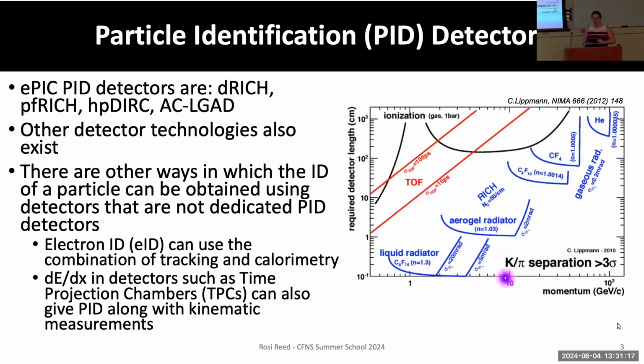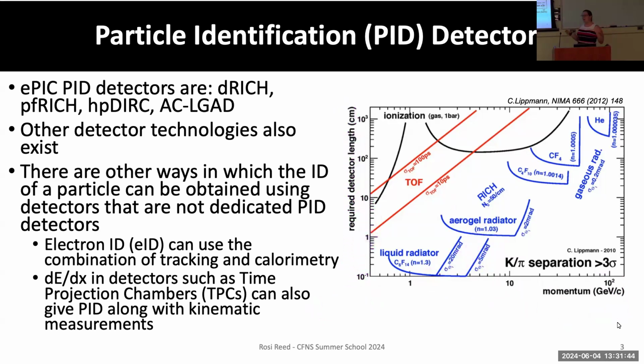This is the separation between kaons and pions at the 3 sigma level. So this means you have a 1 in a million chance, or, I guess, the three sigma is 1 in 1,000, a 1 in 1,000 chance of getting them confused. Math is hard, but this is versus the momentum. So this gives you the separation at 3 sigma, which is a nice separation. And this is versus the required detector length.